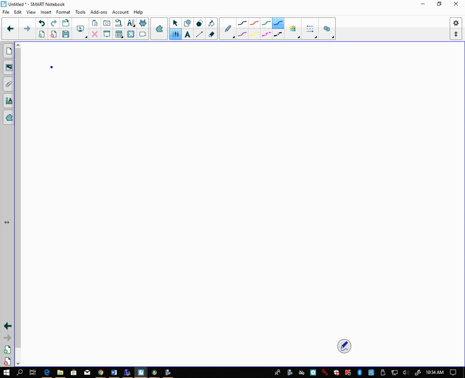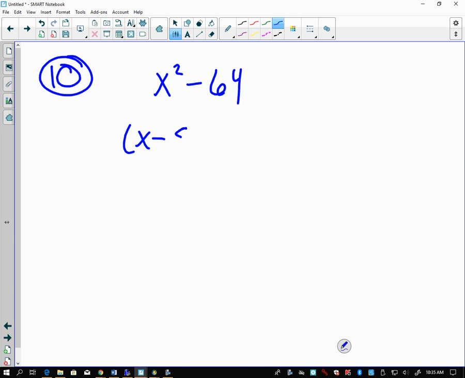10. 10 is a good one to be prepared for. X squared, let's see, minus 64. Factor that. Notice that there's no x. Notice that I'm subtracting a perfect square. So I should get x minus the perfect square, x plus the perfect square.